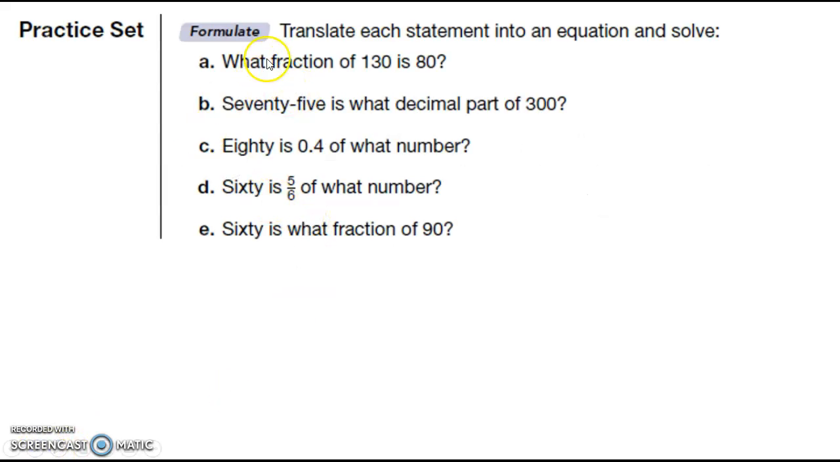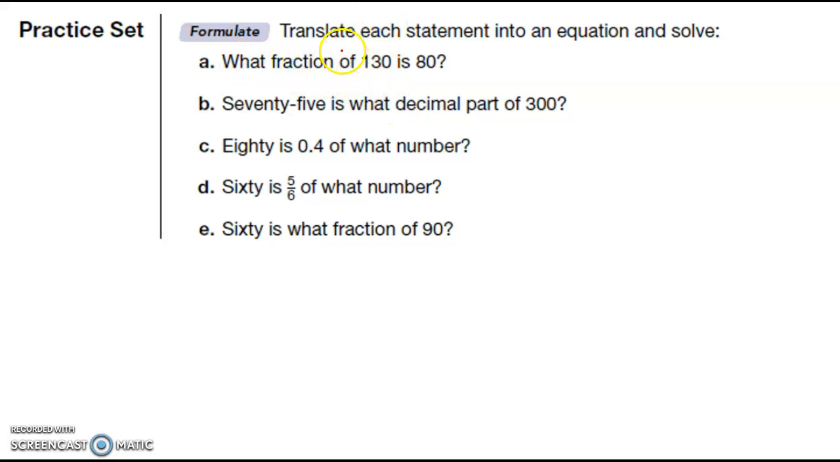Okay, so lesson 74, we're going to be translating these English statements into a math statement or a math equation, and we're going to be solving. And it's kind of interesting, so hang with me.